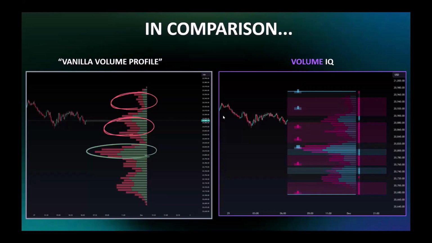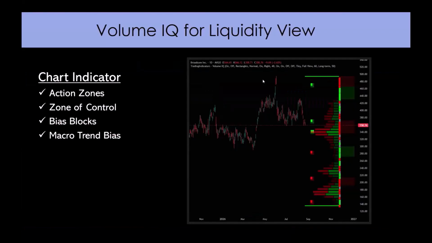And the good news is we have now integrated all these features of our Volume IQ indicator into our Liquidity View dashboard. So two things here. First off, the chart indicator is available now in the dashboard along with action zones, the zone of control, bias blocks, the macro trend, and so forth. You can see it here, for example, on this chart of Broadcom. We have the volume profile indicator on the right-hand side.